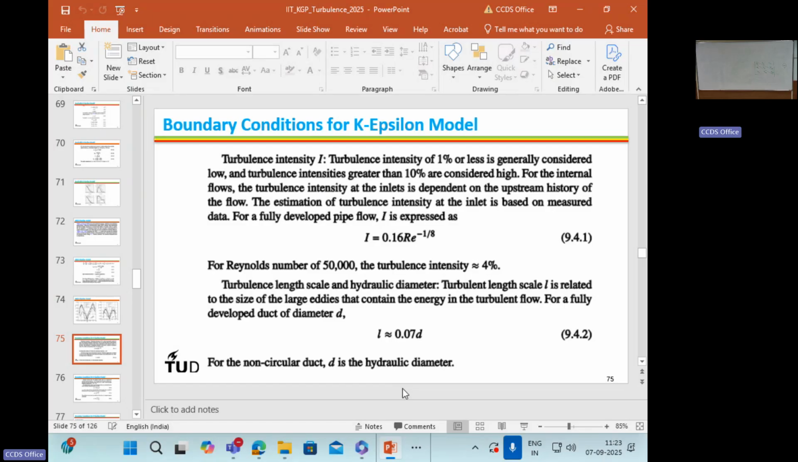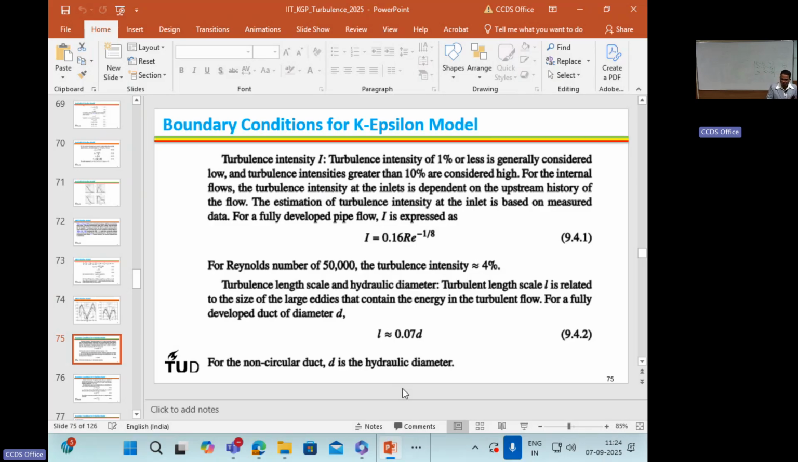For K and epsilon, right? So the boundary condition normally at the inlet boundary, they define in terms of the flow Reynolds number, right? So in terms of what? Intensity, dissipation, mixing length, these are the input. Normally when you apply the mass flow inlet, you have to prescribe what is the mixing length, what is the flow intensity, right? So where do you get these things?